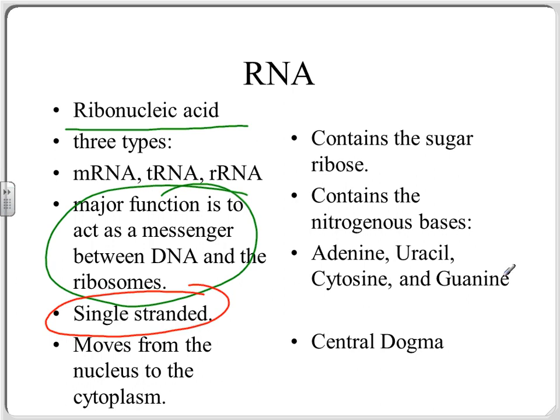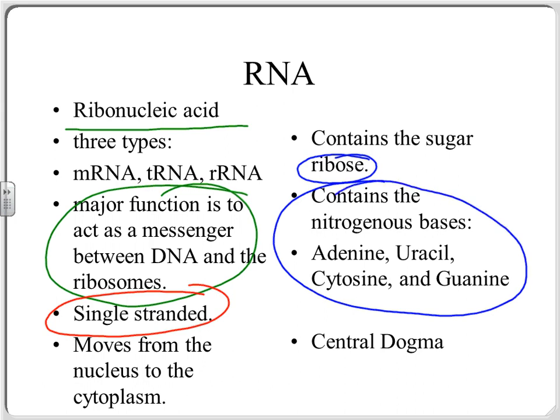Another difference is that the sugar in RNA is slightly different than the sugar in DNA, and that's why the names are different. The sugar in RNA is ribose. The sugar in DNA is deoxyribose. They're similar though. The nitrogenous bases are all the same except for one. Instead of having thymine, RNA has uracil. It's very similar in structure, but it's A, C, G, and uracil instead of thymine.